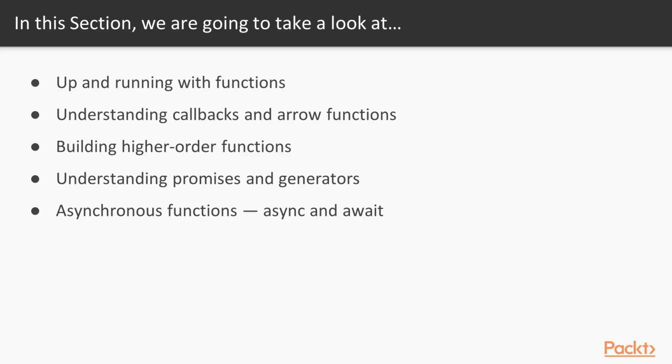In the first video, we'll start working with functions where we'll cover function declarations and expressions, types, optional parameters, and so on. In the second video, we'll cover callbacks and arrow functions. Following that, we'll explore higher order functions, where we'll create our own higher order function. In the fourth video, we'll cover promises and generators, and in the last video, we'll work with async and await.